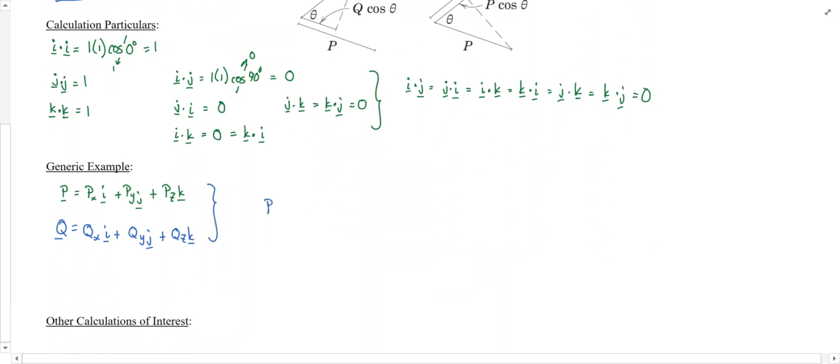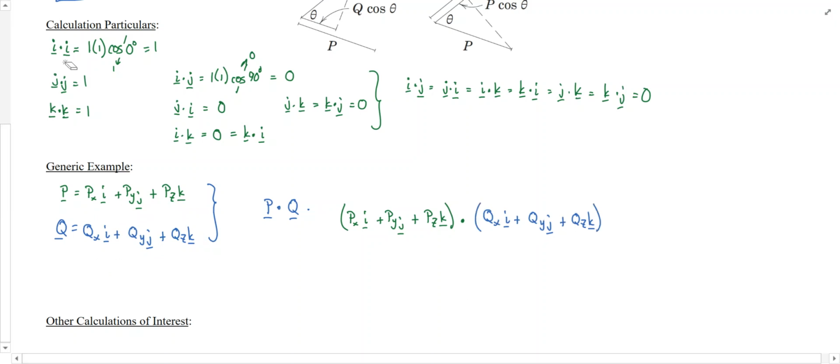So let's take P and let's dot it with Q. So this is going to be this vector, and we're going to dot with this vector.